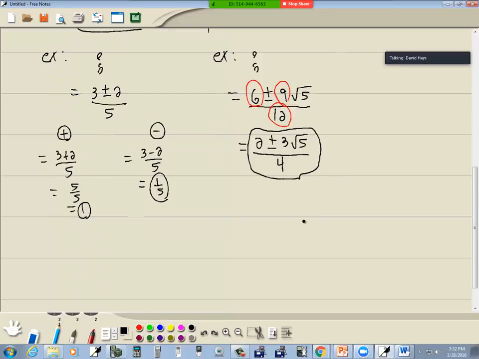Now you have to be careful that it is all 3 numbers. A lot of people, when they're using the quadratic formula, will run across a problem that looks like this.